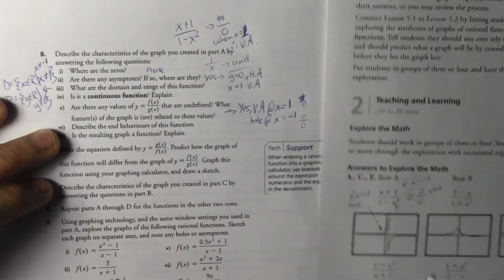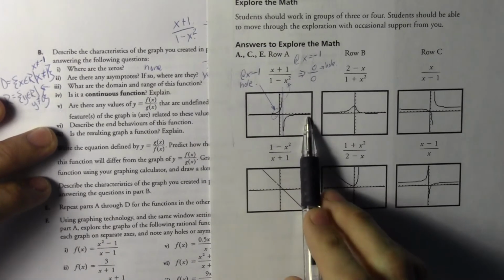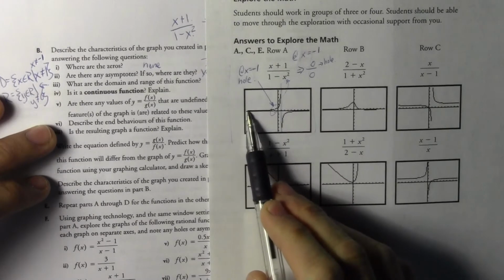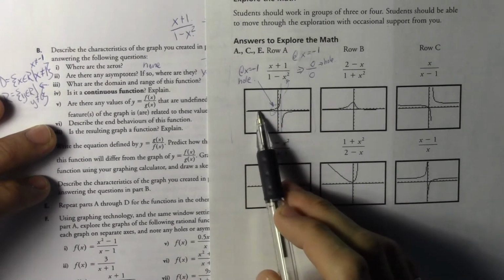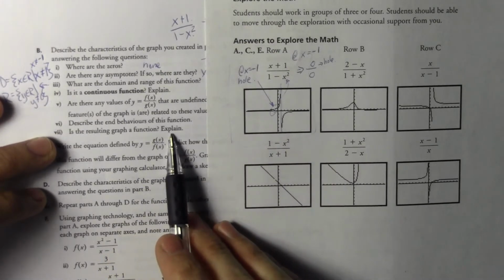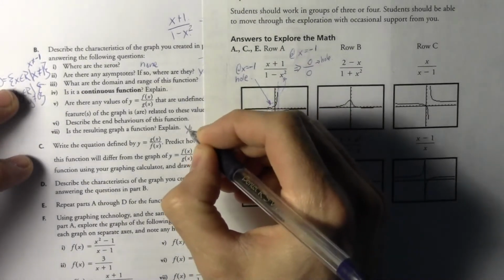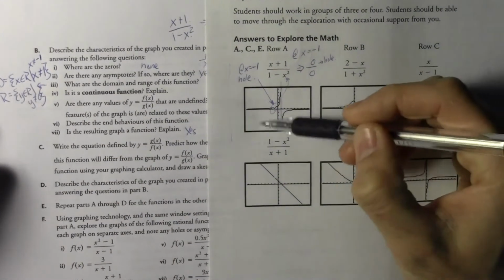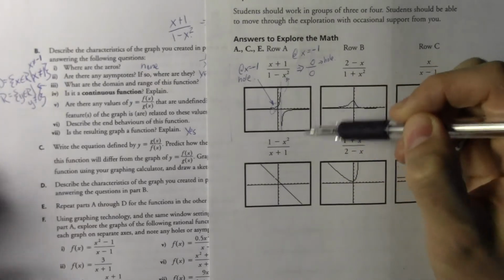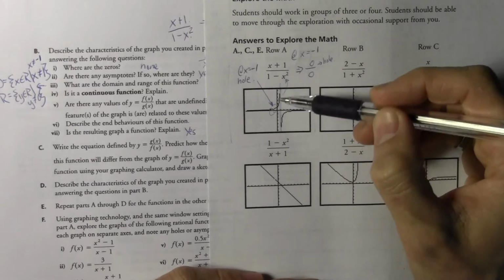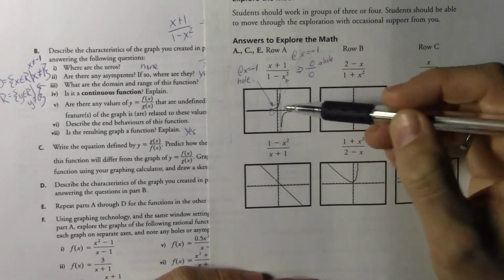Okay, describe the end behaviors of this function. So as x approaches infinity, y approaches 0. As x approaches -infinity, y approaches 0. Okay? Is the resulting graph a function? Explain. I think we can say unanimously yes, right? Because of our vertical line test. If we draw a vertical line anywhere on this graph, we're only going to cross through 2 points. And that's ensured because at x equals 1, there's a vertical asymptote, so the graphs never overlap.